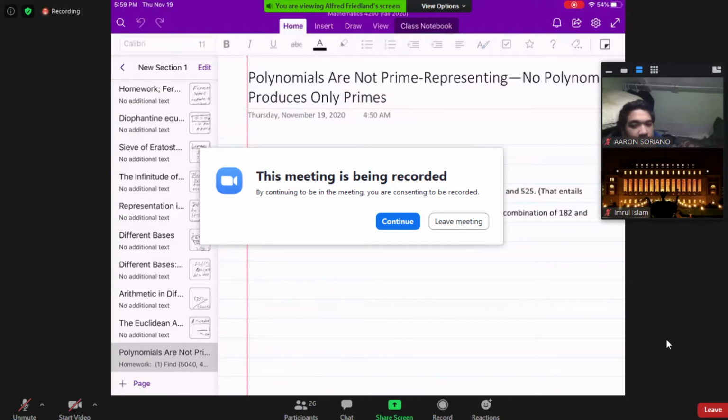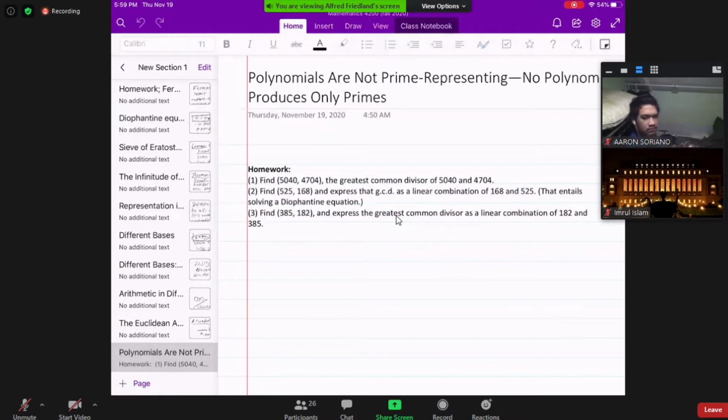Okay, so for homework, find the greatest common divisor, the parentheses indicate greatest common divisor, of 40, 30, and 4704. And then the same thing, find the greatest common divisor of 525 and 168.